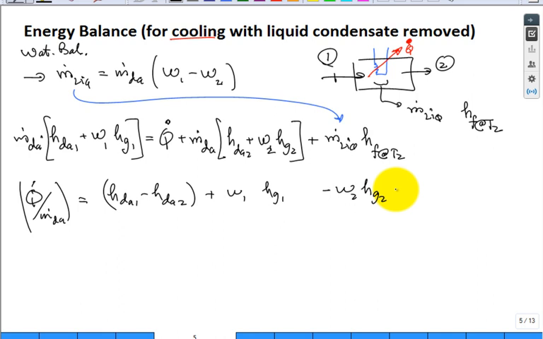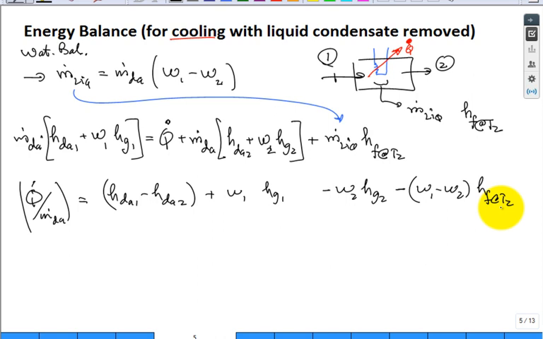And then I'm going to have omega 1 minus omega 2 times HF, HF at T2. All right, I'm going to pause right there. I did some algebra and I wanted to not do too many steps. Did I do okay?